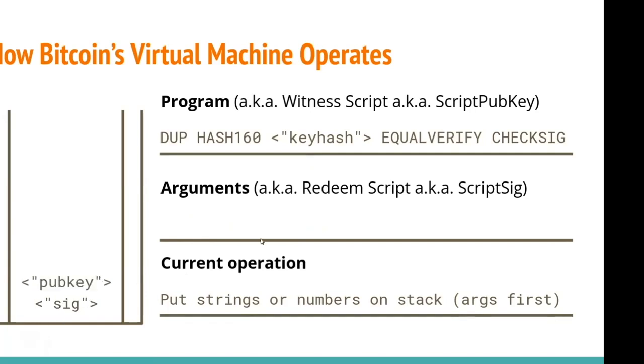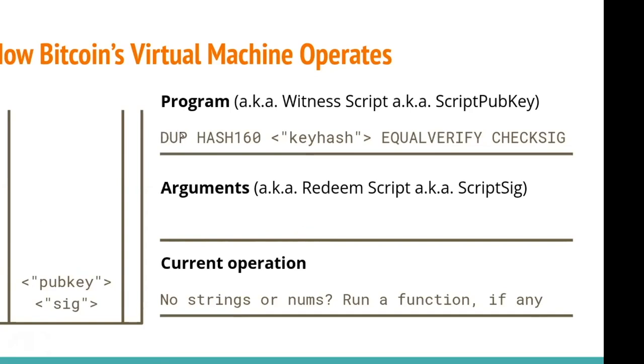The next thing it's going to do is do that again. It's going to look in the argument section and check if there are any strings and numbers. It found pub key there, so it puts pub key onto the execution stack. Then there are no strings or numbers anymore in the arguments section, so it moves up to the program section and looks there. There are no strings or numbers up here either, but there is a function.